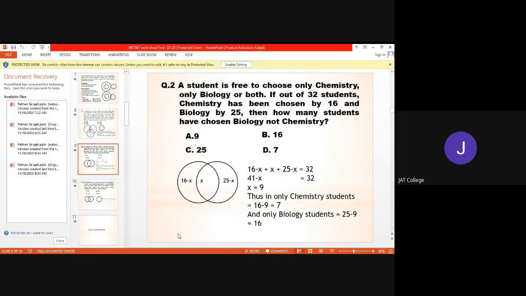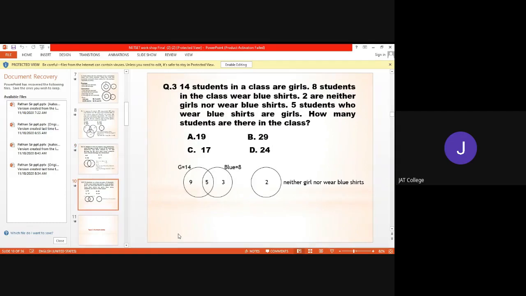Now next question is: 14 students in the class are girls. Okay. So here look at here, 14 students in the class are girls. So what we have to do? We have to draw a circle for girls.